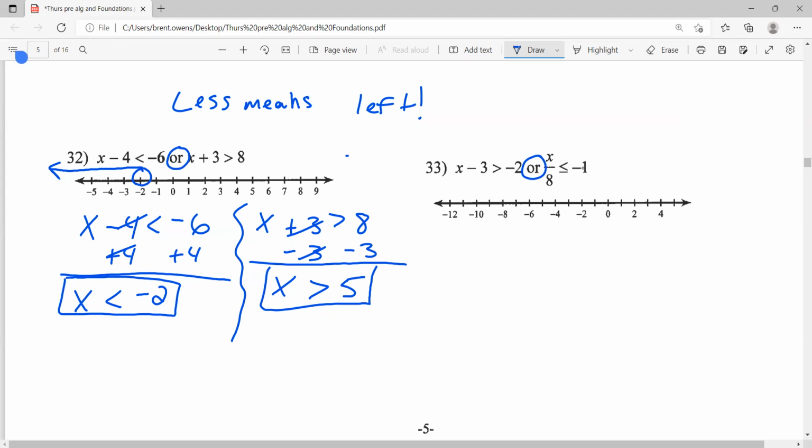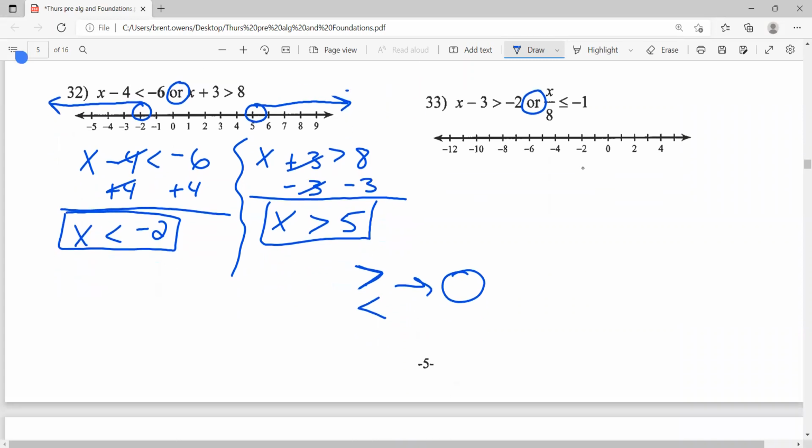So x is greater than 5. I'm going to put an open circle on 5 and go to the right, greater than. Something I said earlier, before I hit record, is that if your inequality symbol looks like this or like that, that means you have an open circle. If the inequality symbol looks like this or like that, that means you have a closed circle.